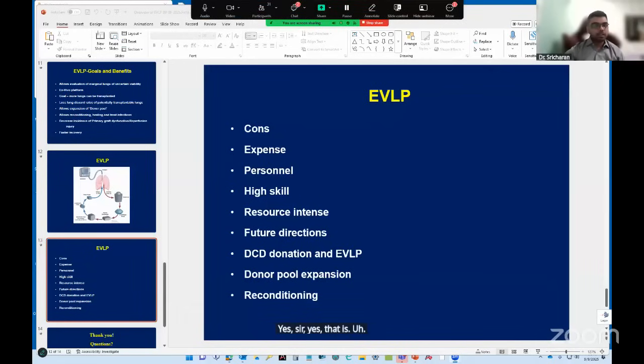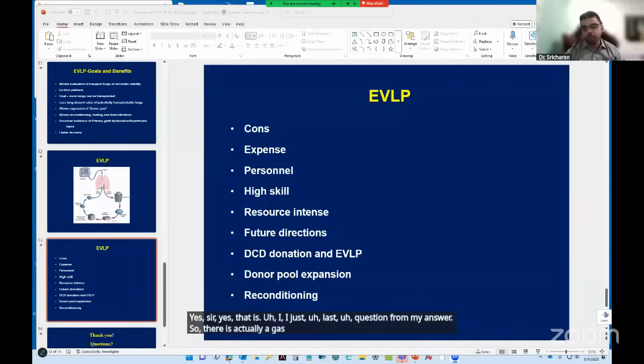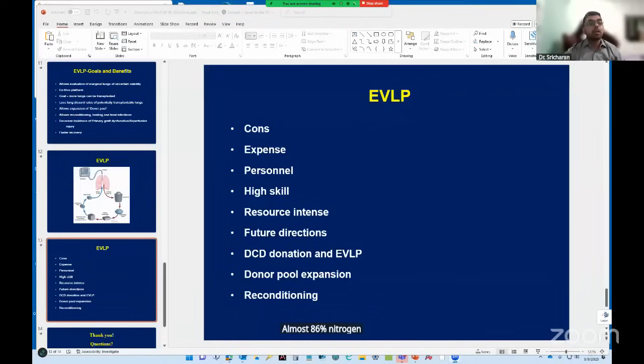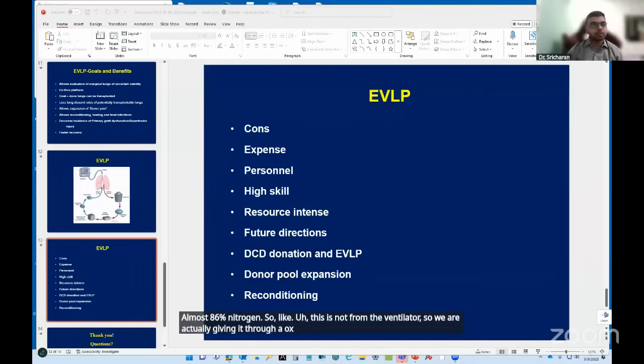Just one last question from my end, sir. There is a gas exchanger in the EVLP circuit, giving 6% oxygen, 8% carbon dioxide, and almost 86% nitrogen. This is not from the ventilator, right? We are giving it through an oxygenator. What is the purpose of this gas being given to the EVLP?